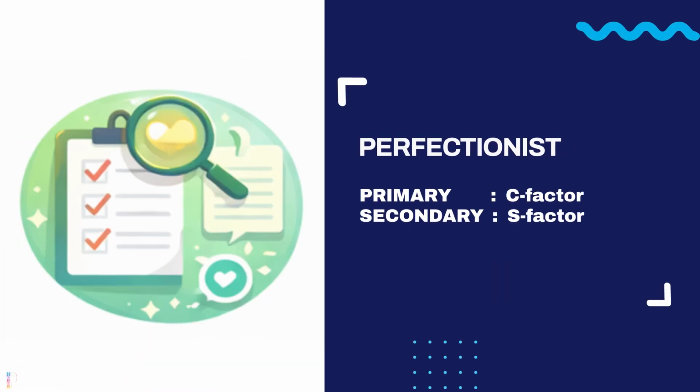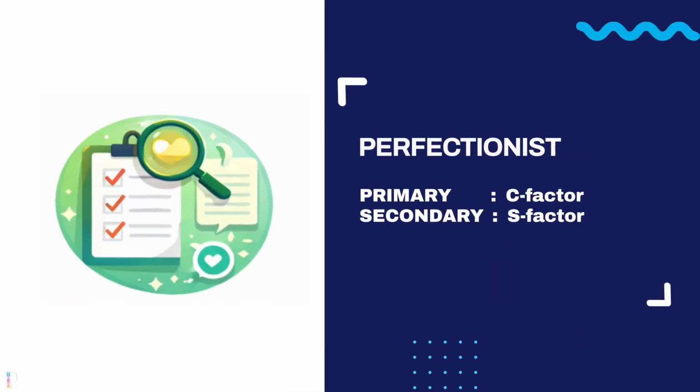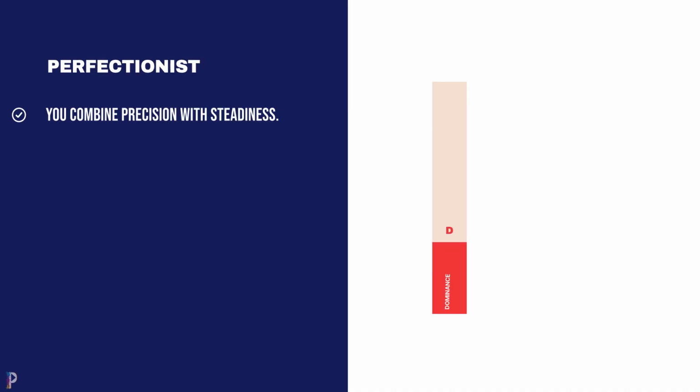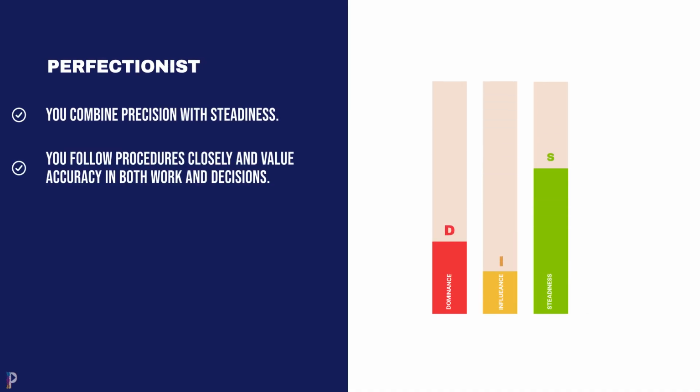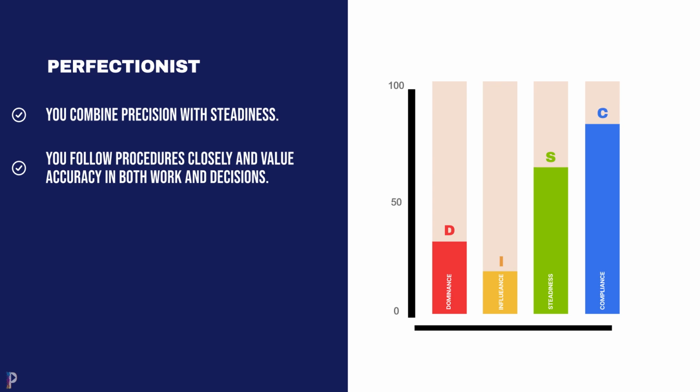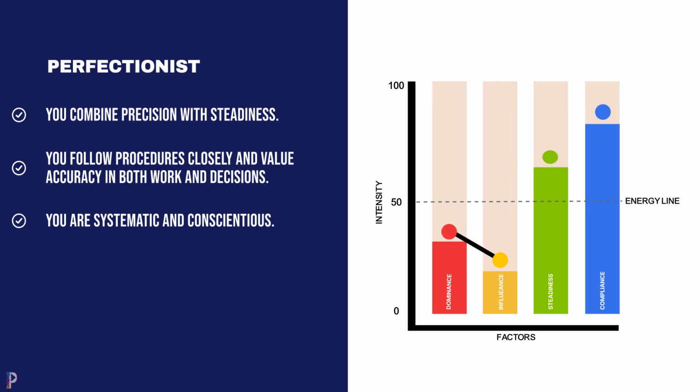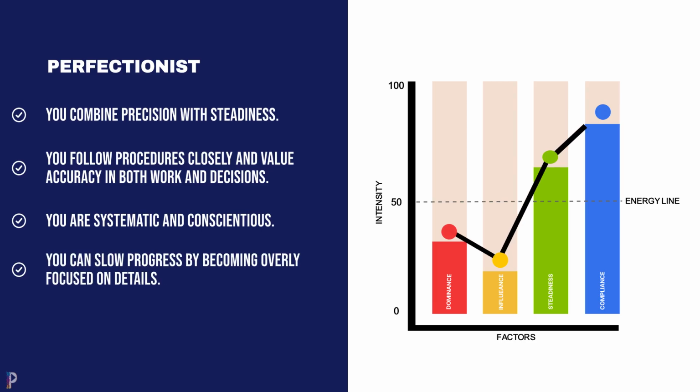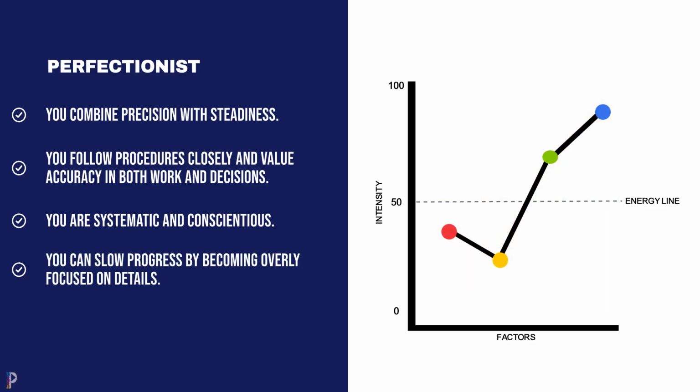If the C factor is primary, with the S factor as a strong secondary influence, then you are the perfectionist archetype. You combine precision with steadiness. You follow procedures closely and value accuracy in both work and decisions. You are systematic and conscientious. However, you can slow progress by becoming overly focused on details.